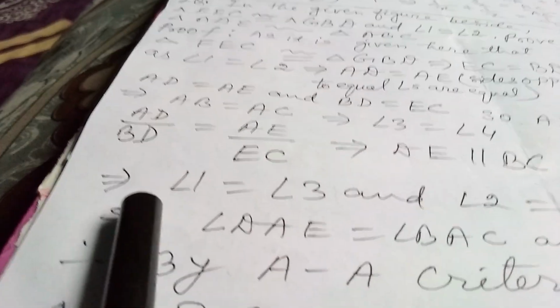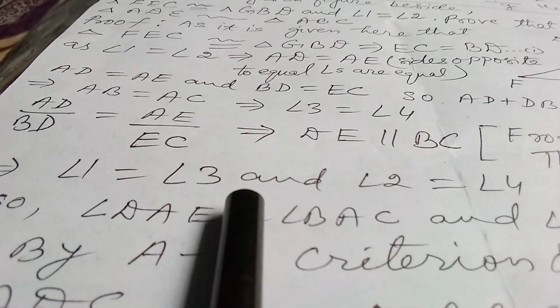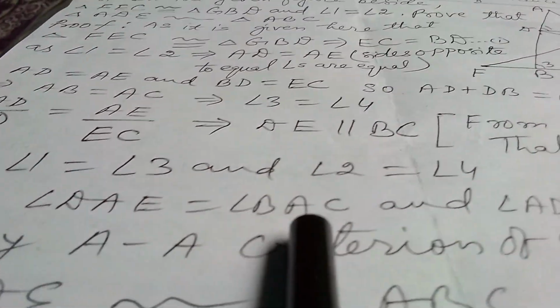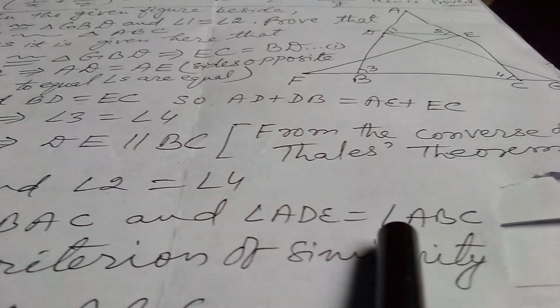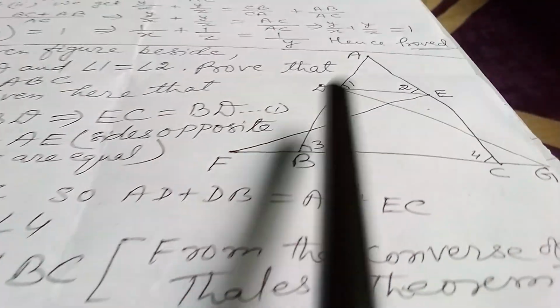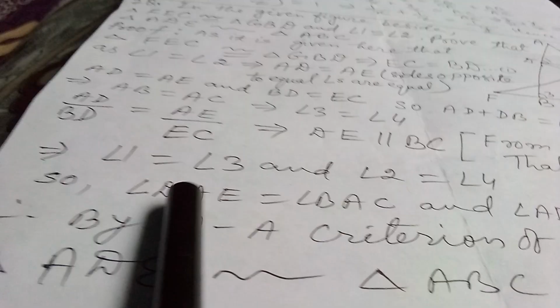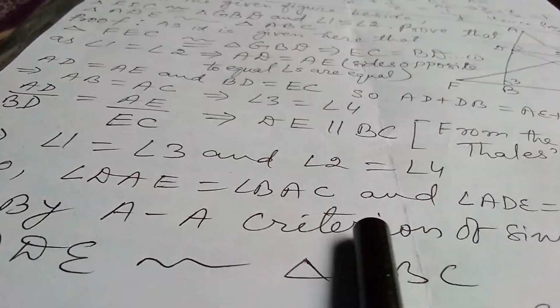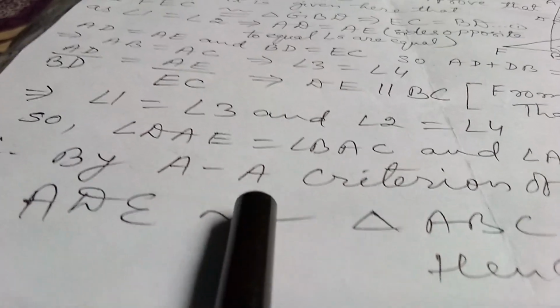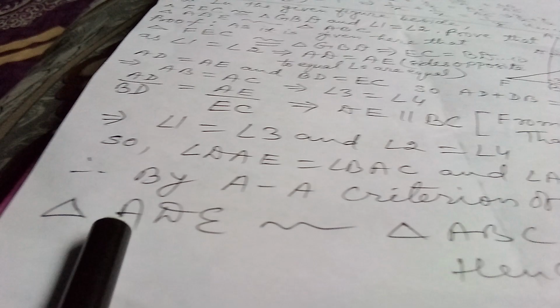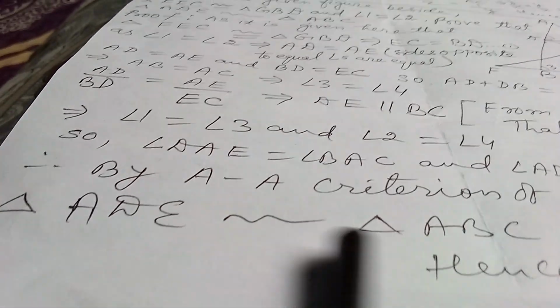So DE parallel BC, and this implies angle 1 equals angle 3, corresponding angles. Angle 2 equals angle 4, corresponding angles. And so angle DAE equals angle BAC, and angle ADE equals angle ABC. In triangles ADE and ABC, we find two corresponding angles are equal. So the third will also be equal. And so by angle criterion of similarity, triangle ADE is similar to triangle ABC.